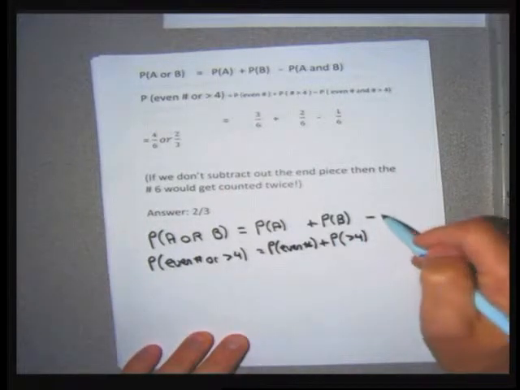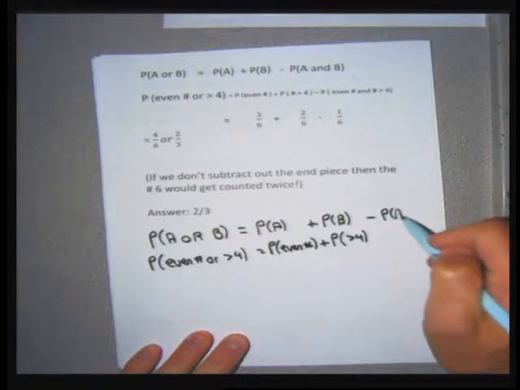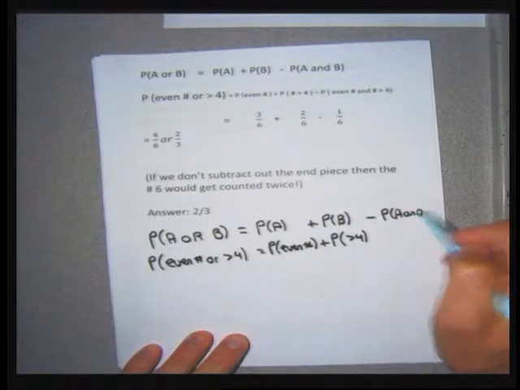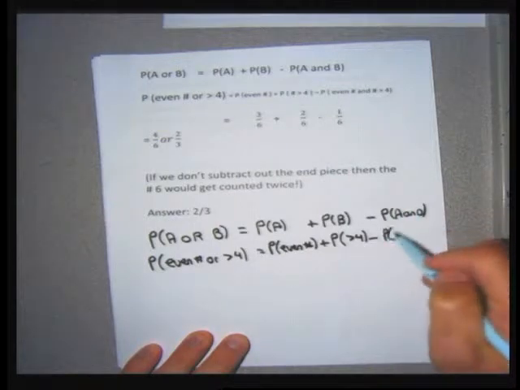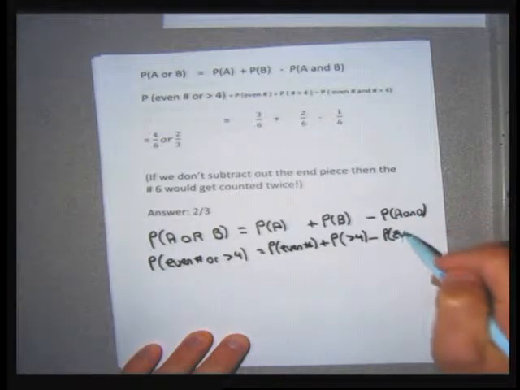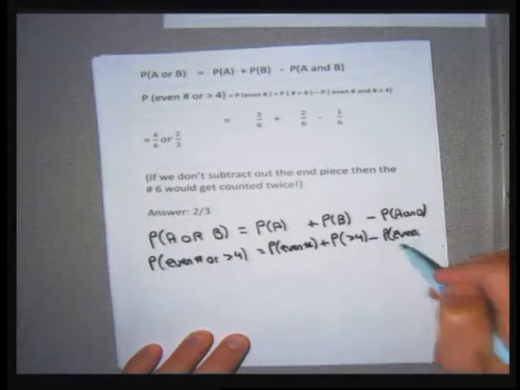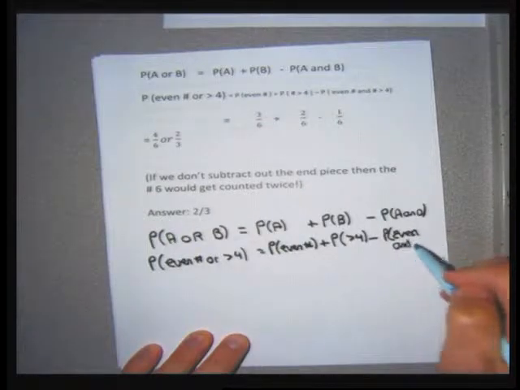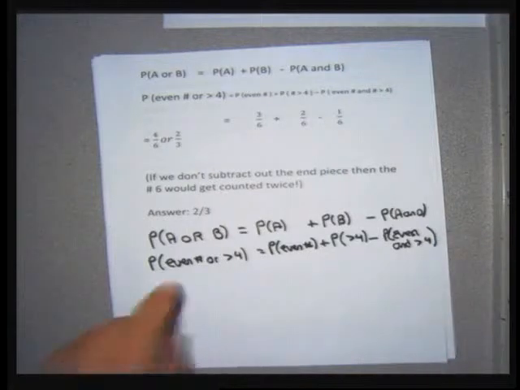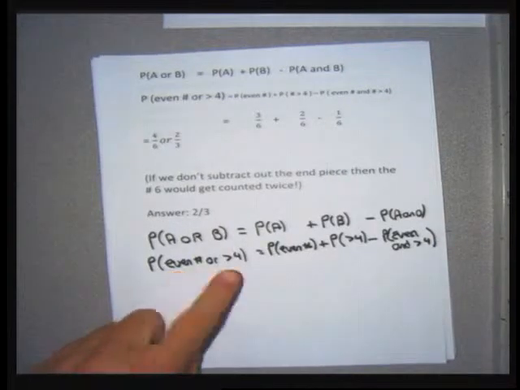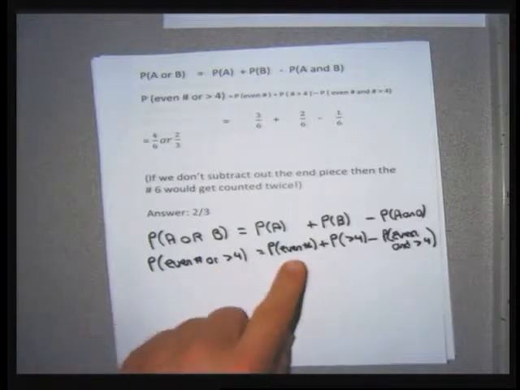And the formula to the right of the equal sign has 3 parts. I need to get all 3 parts in, and I don't really have room for it. So to find the probability of getting an even number or a number greater than 4, I'm going to find 3 probabilities. The first probability is the probability of getting an even number.